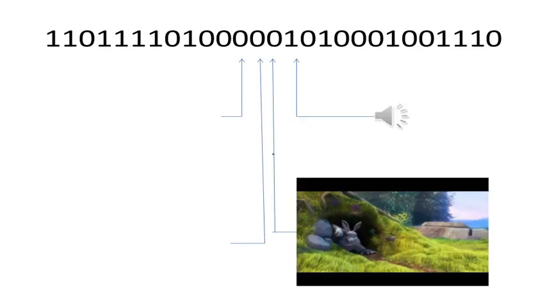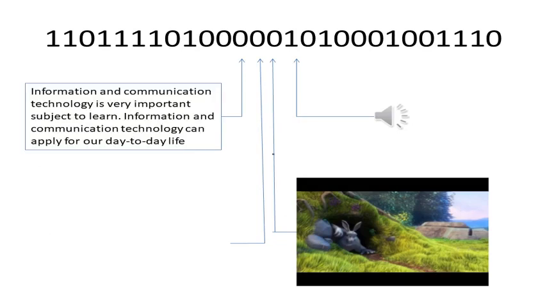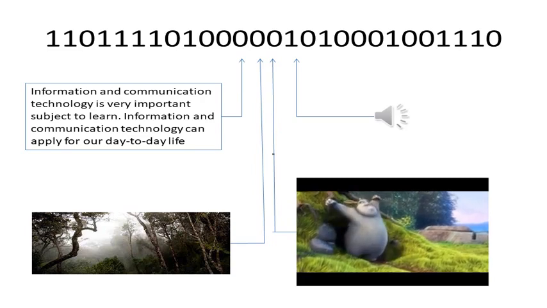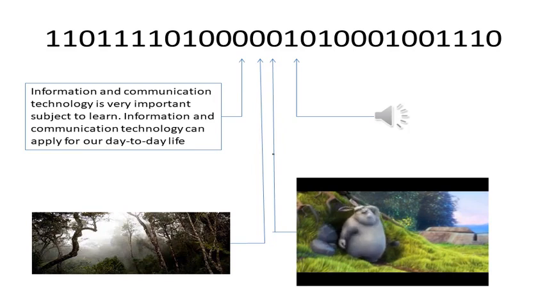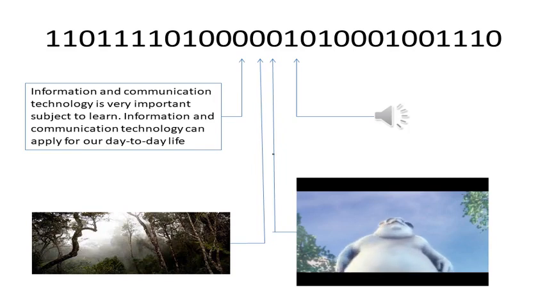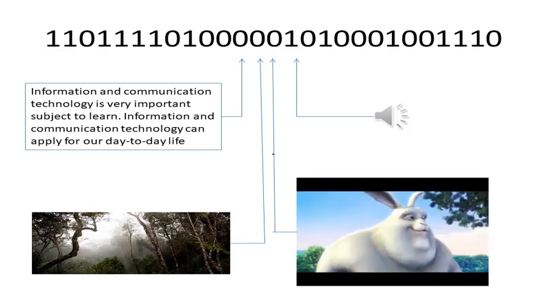You know, when we type a document, it is also converted into these ones and zeros. When we scan an image or take a photograph, it is also converted into ones and zeros. When we watch a video, it is also converted into these ones and zeros, or digital format. And also, when we play a sound, that sound is also converted into ones and zeros.